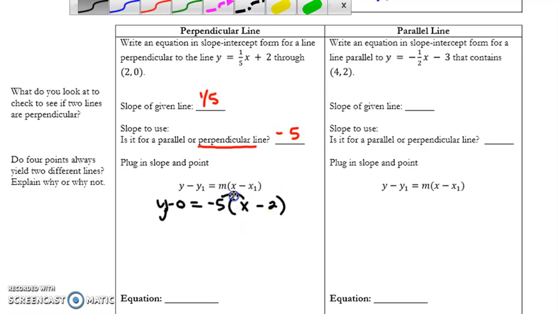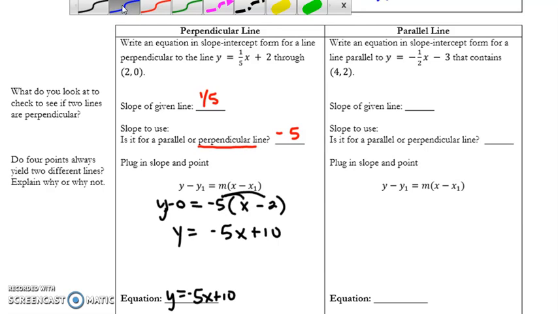And now we want to distribute and change it into slope intercept form. So it's y equals -5x plus 10. And there was no getting y alone step because it was already alone.